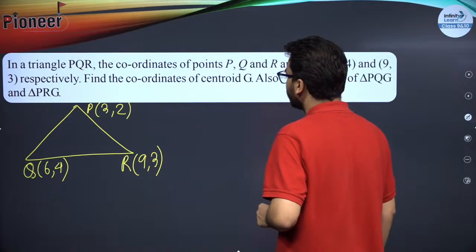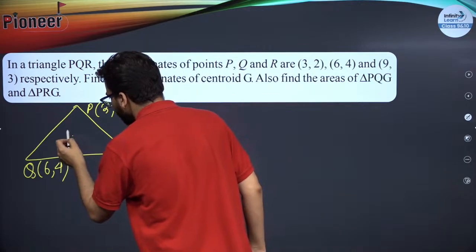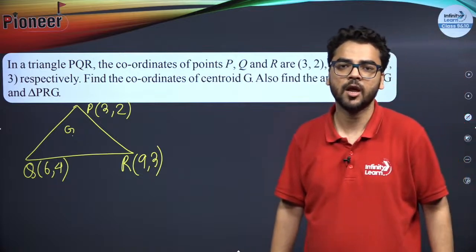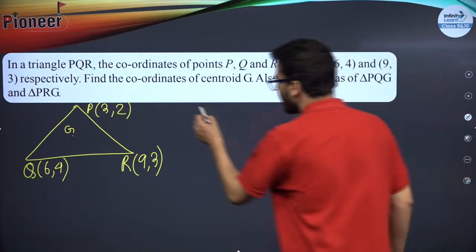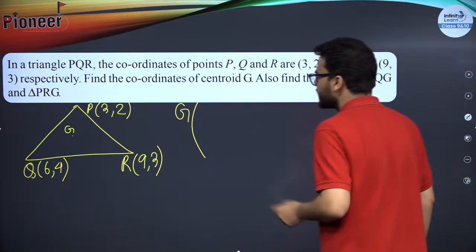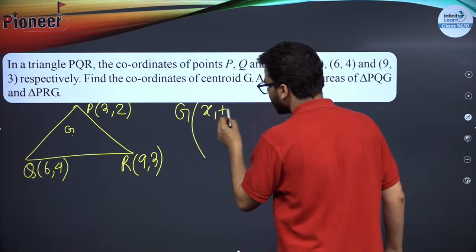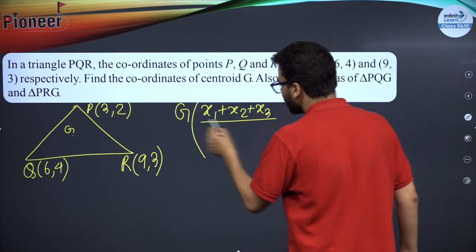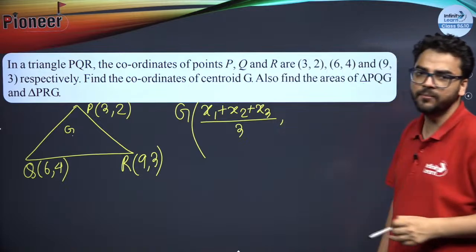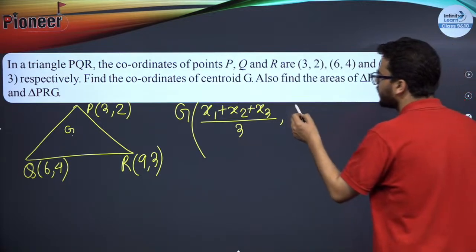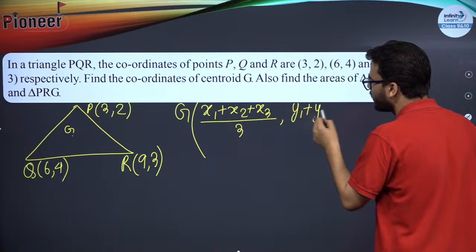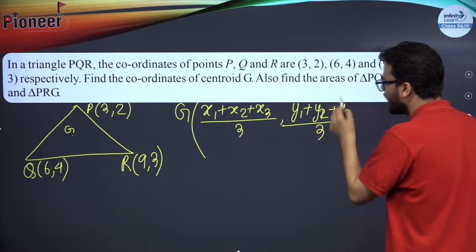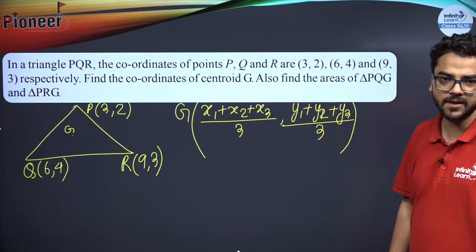The centroid over here is G, guys. So you have to first find the coordinates of the centroid. So what is the formula to find the coordinates of the centroid, guys? The coordinates of the centroid are x1 plus x2 plus x3 by 3. Basically, the mean of the x coordinates you have to find, and then you have to find the mean of the y coordinates, right? So the mean of the y coordinates is y1 plus y2 plus y3 by 3.